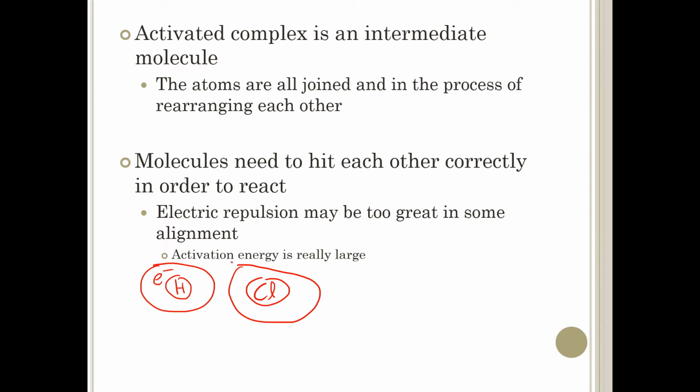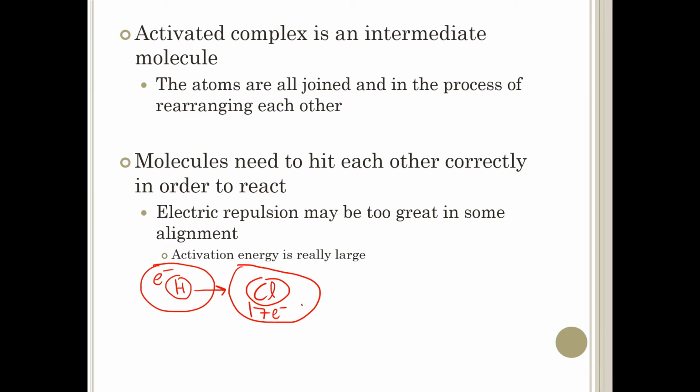Wait, chlorine has not 30, sorry, 18 electrons, I think. Yeah, chlorine has 17 electrons. So as this hydrogen tries to combine with the chlorine, these 17 electrons are going to do their darndest to repel the lone electron in hydrogen. So trying to get these two to combine can be quite difficult in this case, if they're oriented improperly.